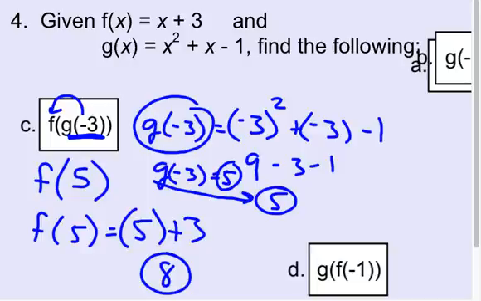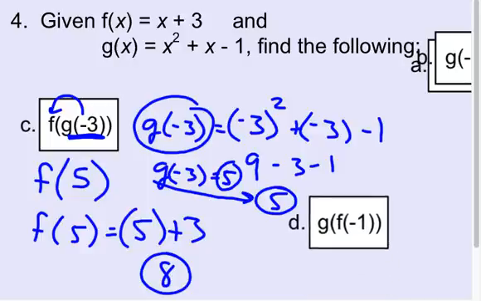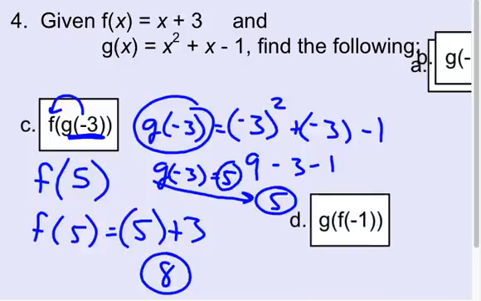So I'm going to let you guys try this one. G of f of negative 1. That's how you would say this problem right here. So plug negative 1 into the f function, and then take that answer and plug it into the g function. So you can hit pause and try this, or I'm just going to try it right now.